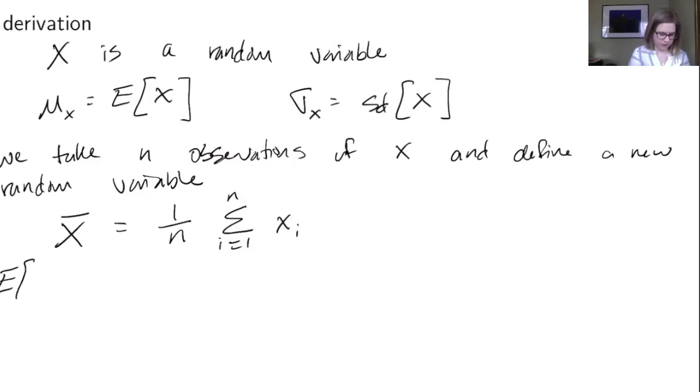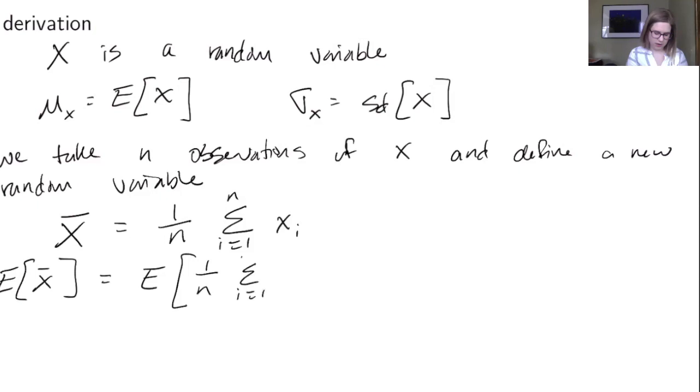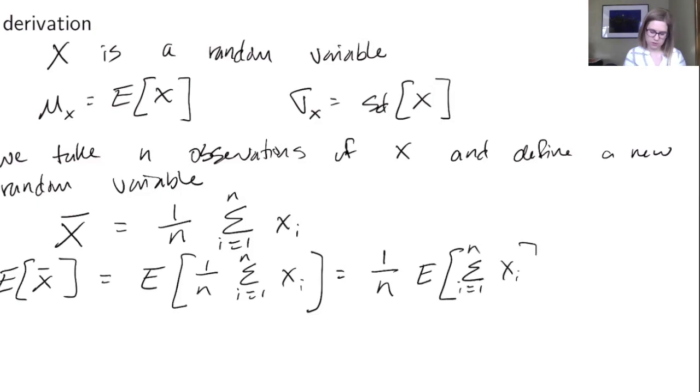And then what we're interested in is the expected value and the variance of this random variable. So the expected value of x bar is going to be equal to the expected value of 1 over n times the sum of x sub i. And we can pull out constants from the expected value. So I can say this is 1 over n times the expected value. And then you can also pull summations out of expected values. So I can say this is 1 over n times the summation.